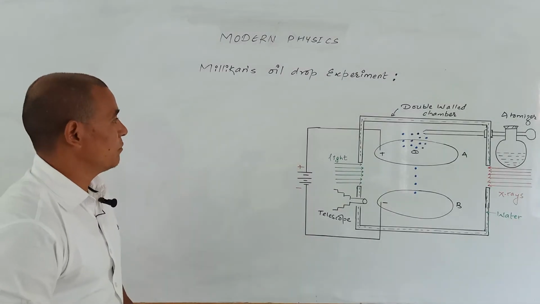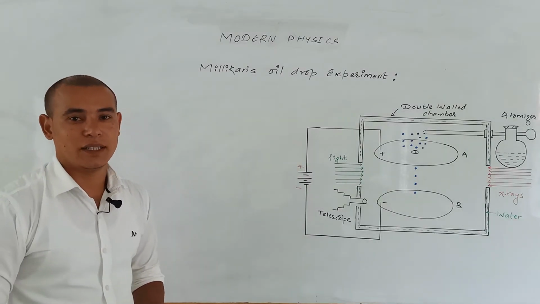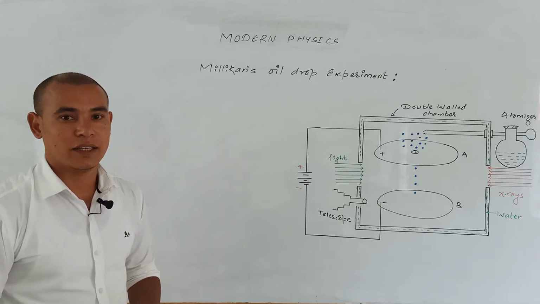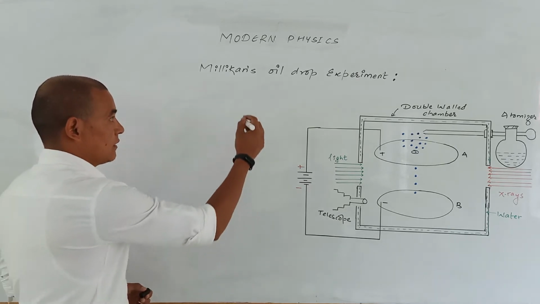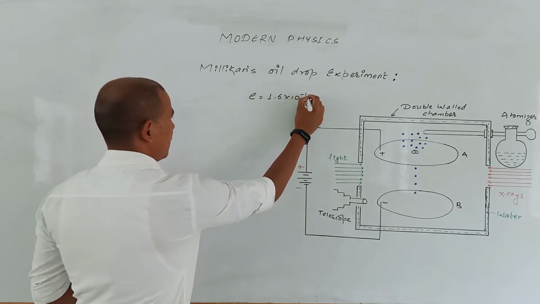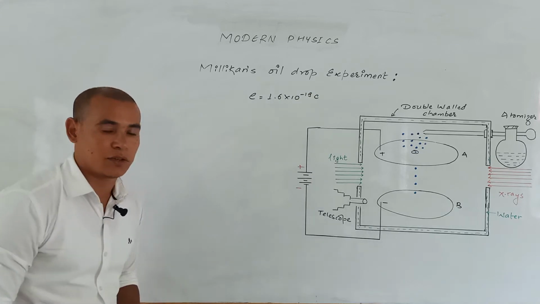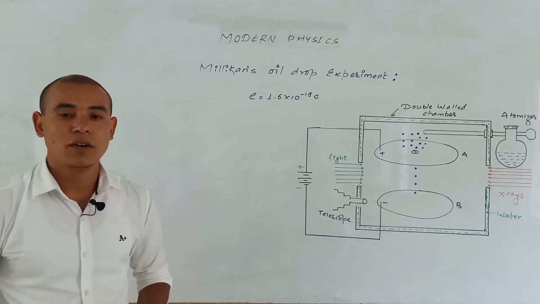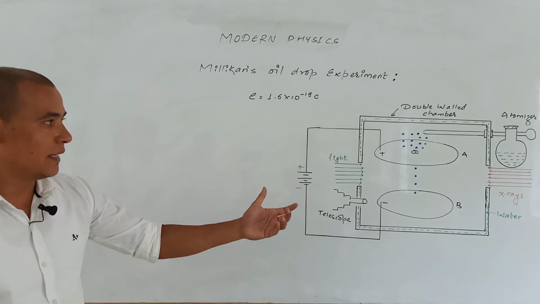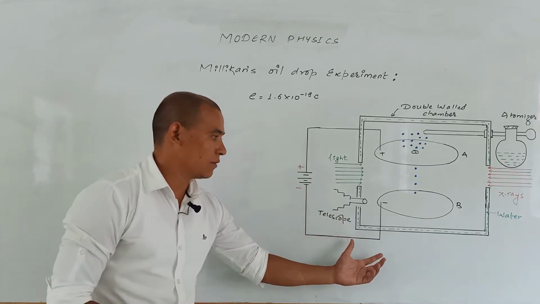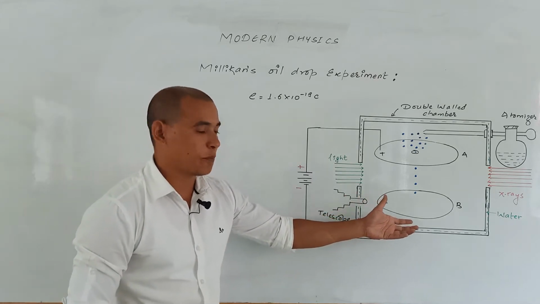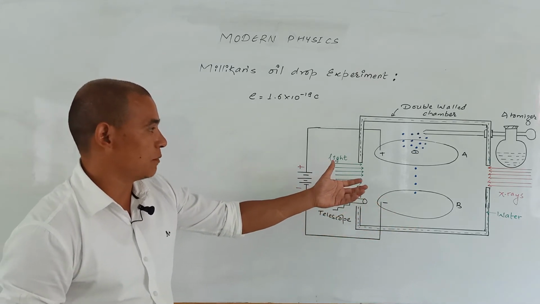Robert Andrews Millikan experimentally calculated the radius and charge of an electron. Like if we say the charge of an electron e equals 1.6 × 10^-19 coulomb. This is the charge of one electron. So Robert Millikan experimentally calculated the charge of the electron. So this is the experimental figure, and I will just explain this.